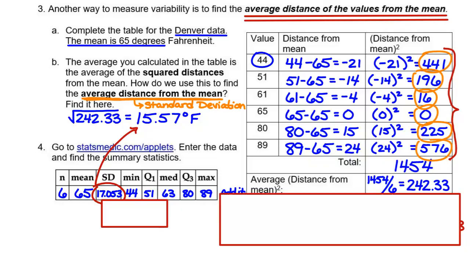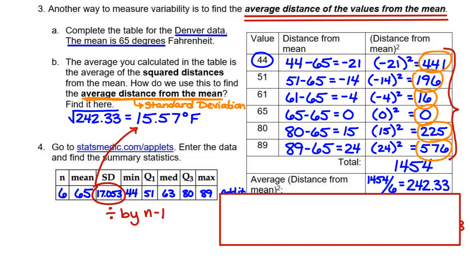So SD stands for standard deviation. We calculated the standard deviation to be 15.57, but when we used the applet to calculate standard deviation, it came back with 17.053. So let's figure out what's going on here. What's happening is that they have to allow for a little bit more variability in the applet, and this is the way all of the programs calculate standard deviation. Instead of dividing by 6, which was the number of pieces of data I had, back here when they did this division, they divided by the number of data values we had minus 1.